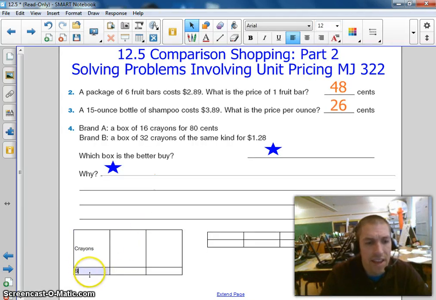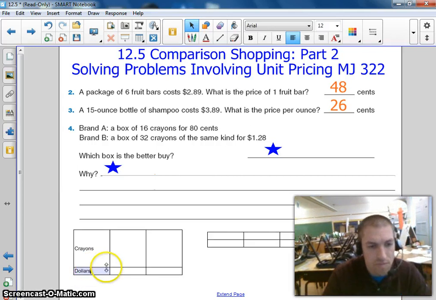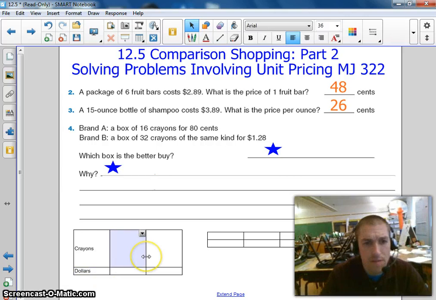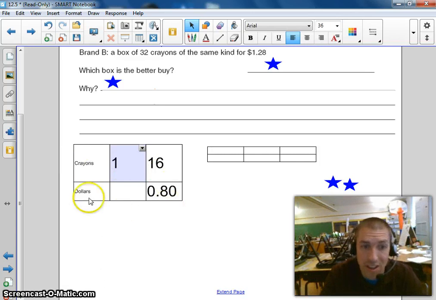Crayons and dollars. All right. There are 16 crayons. I'm sorry, I want the 16 here. 16 crayons for how much? 80 cents. Okay. But I want to know what's the cost of 1 crayon. Well, I'm going backwards on my rate table. Do you guys see how I made up my rate table? Because this is the box.